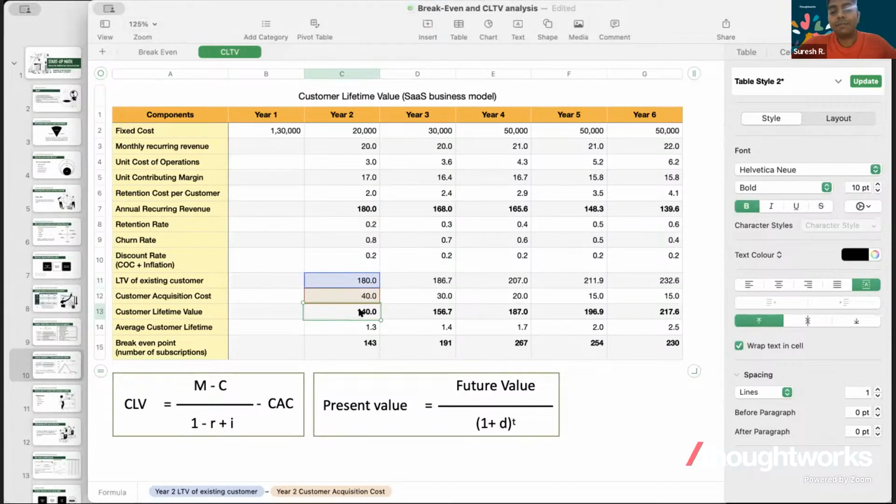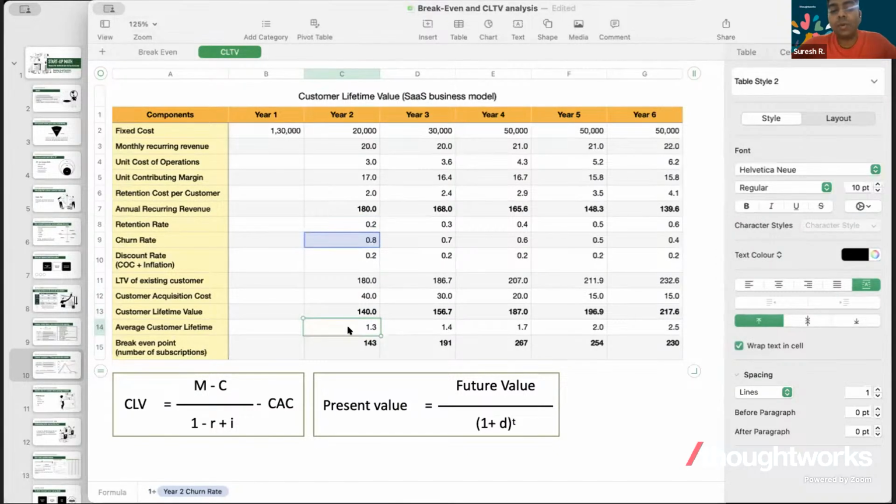Now, what does this mean? I know that 140 is my lifetime value of the customer, but how long is it going to take for me to get that money from the customer? Every month they're going to pay $20. So in a year, it is 140. So 140 is my revenue. And my churn rate is 80%.